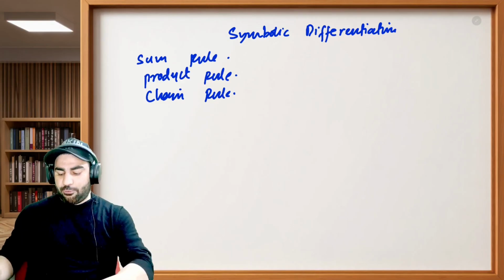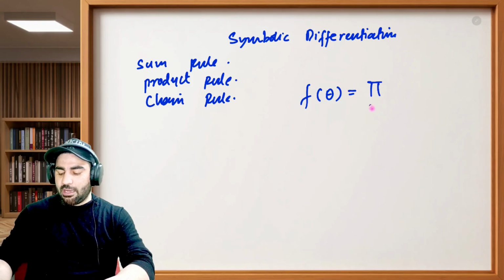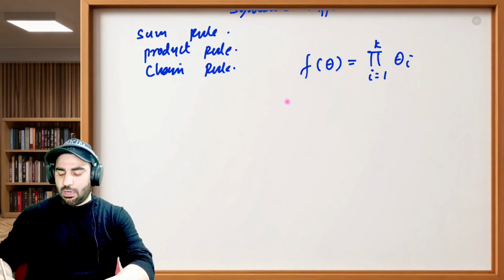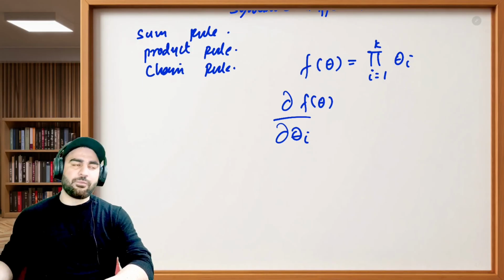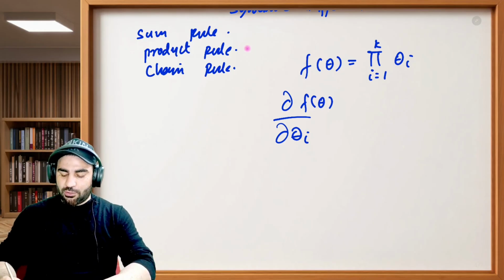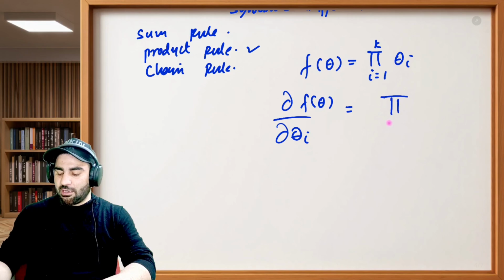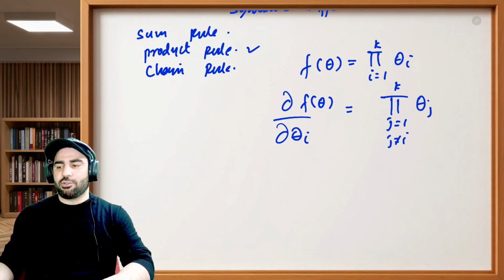Let's suppose you have a function f of theta, equal to the product for i going from 1 to some k of theta i, and you are asked to find the derivative of this function with respect to a particular theta. You will use the product rule in this case. The answer is the product over j from 1 to k, with j not equal to i, of theta j.